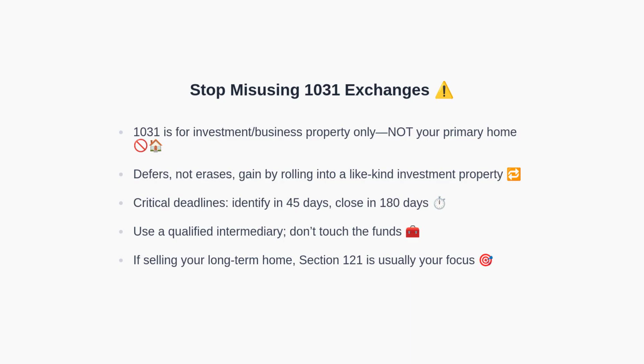You generally must identify replacement property within 45 days and complete the purchase within 180 days. A qualified intermediary must hold the proceeds. You should not receive or control the funds. If you are selling your long-term home, Section 121 is typically the relevant exclusion, not a 1031 exchange.